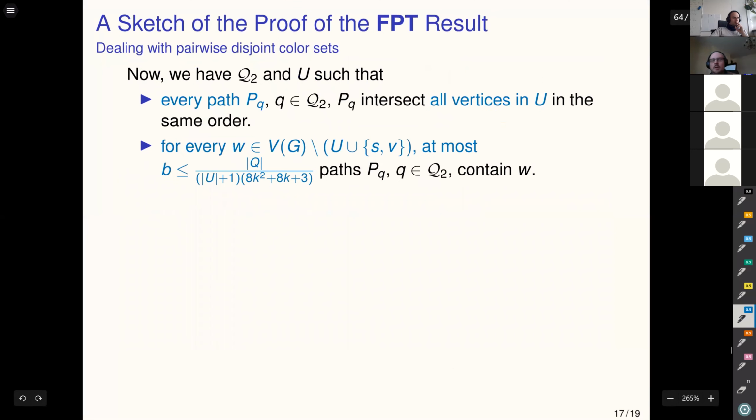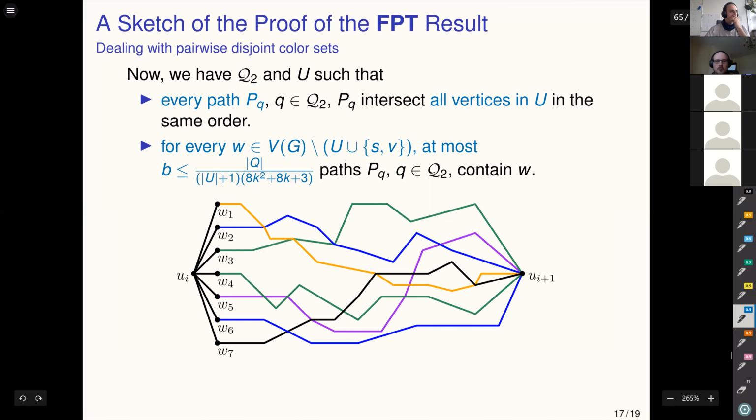Okay, so once we have this setting, we found this U and this subset of colors of this family, such that every path intersects all vertices in U in the same order, and every other vertex of the graph is contained only in a small fraction of the paths, we can now focus on what's happening between two consecutive vertices in U, right? Because we have only 2k such consecutive parts of a path, and every path in our set traverses these consecutive parts in the same order. And now we fix one part between them.